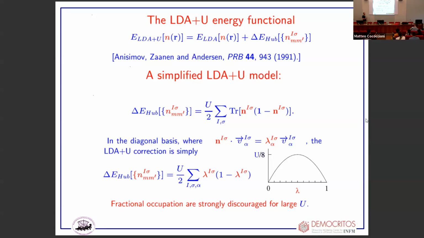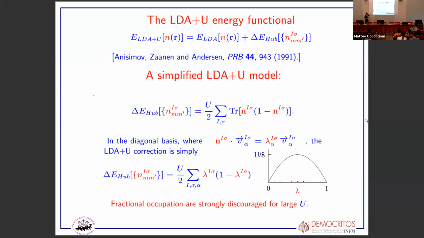Another alternative to deal with this is to use this LDA+U energy functional, which again was introduced in the 90s in a different context, by people dealing with transition metal oxides and strongly correlated systems. They introduced this U parameter to describe the Hubbard U that is needed for this kind of system, as an approximation of the Hubbard model, which is appropriate to describe strongly correlated materials.